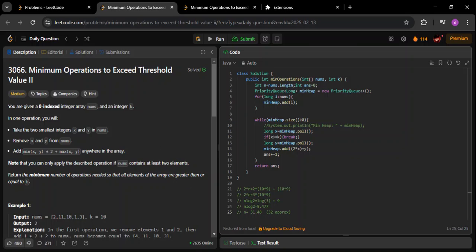Today we are at day 13 of the February daily Leetcode challenge, and this is the first time that we are having a question on heap, which is also called the priority queue. So let us quickly begin with this question.